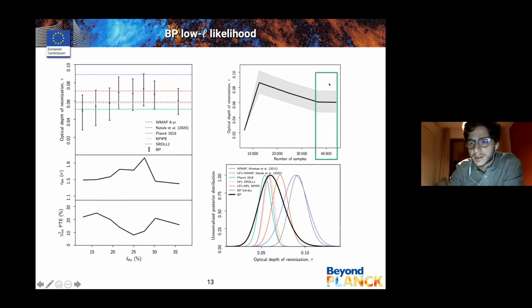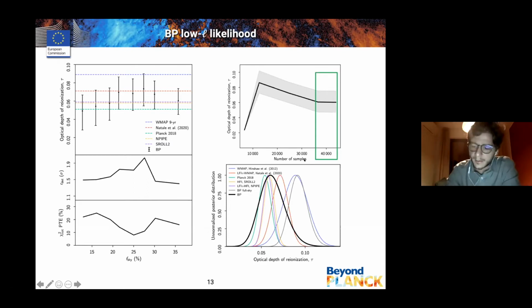And the point is that with 40,000 samples, we are just at the very beginning of such a plateau. Of course, we don't want to stop here. We would like to have more samples in the future, something like 2 or 3 times what we have now. But we can assess that we have safely reached some convergence in this optical depth of ionization estimate with this number of samples.